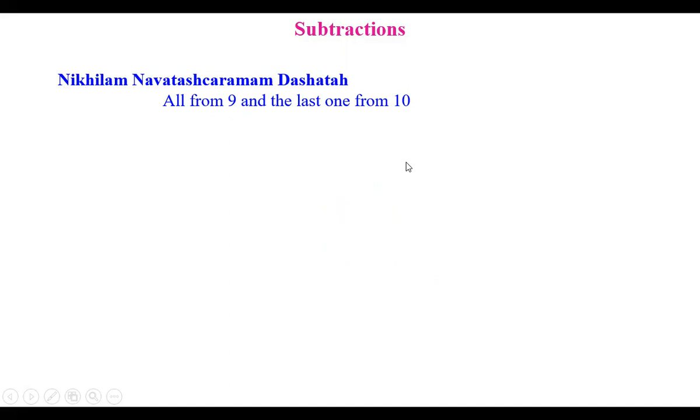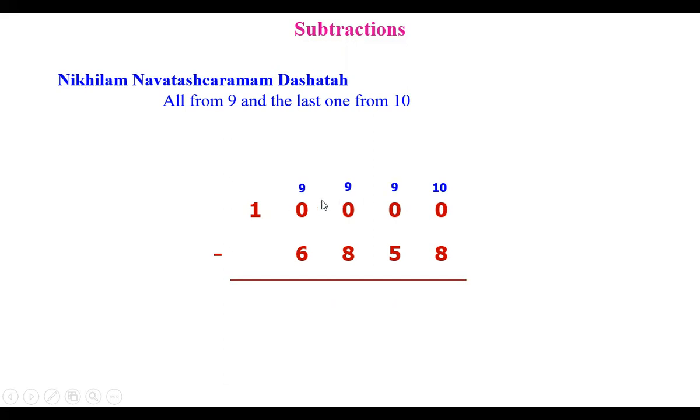Okay. Now, let us take another example, a bigger one. 10,000 is taken. 4 zeros we have. Now, you implement this Nikhilam Sutra. That is, take 10 here and all 9s. Now, subtract 10 minus 8, 2, 9 minus 5, 9 minus 8, right? 9 minus 6. And 1 is borrowed here, so 0 is left, 0. So, 3142 is the answer. That's how this Nikhilam Sutra can be used for subtractions also.